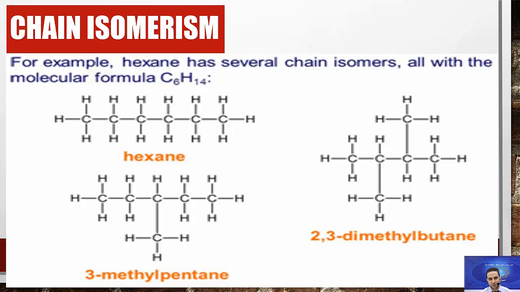If you make 2 branches at carbon atoms number 2 and 3, now the longest chain is not 6 carbon atoms, the longest chain is 4 carbon atoms: 2,3-dimethyl butane. But hexane, 3-methyl pentane, and 2,3-dimethyl butane all have the same molecular formula, C6H14, but different structures.